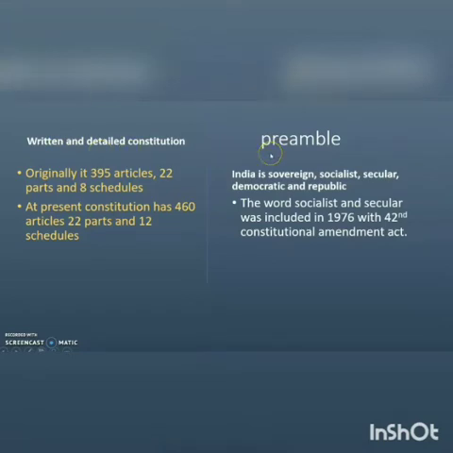So what is the preamble? Just now we have studied that India is sovereign, socialist, secular, democratic and republic. Of course, on 26th January 1950, the words socialist and secular were not included. They were included in 1976 with the 42nd constitutional amendment.